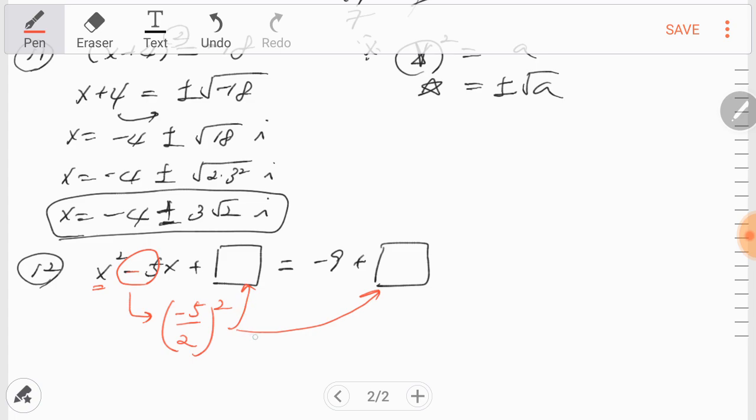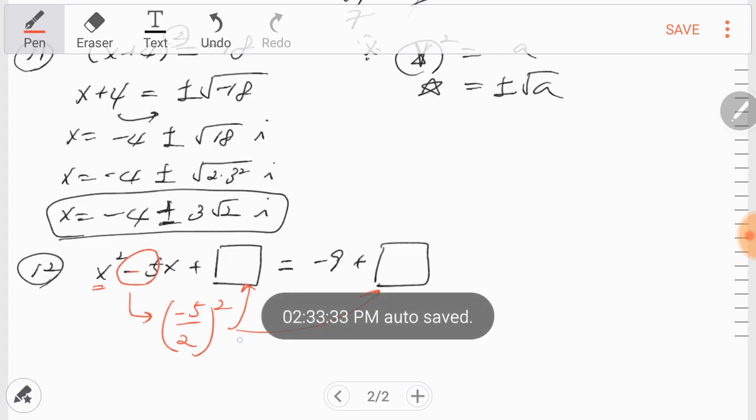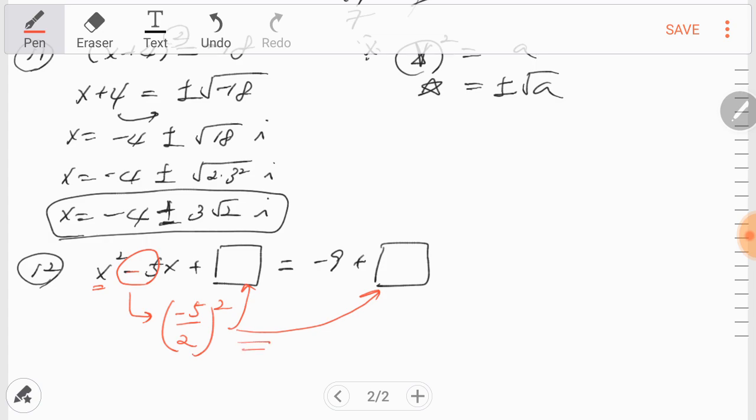So this is equal to, you can write it as this, or this is equal to what? Positive 25 over 4, right? So this is going to be 25 over 4. This is also 25 over 4. Or you can write it as negative 5 over 2 squared. Still okay. You can write it as negative 5 over 2, or you can simplify this too.